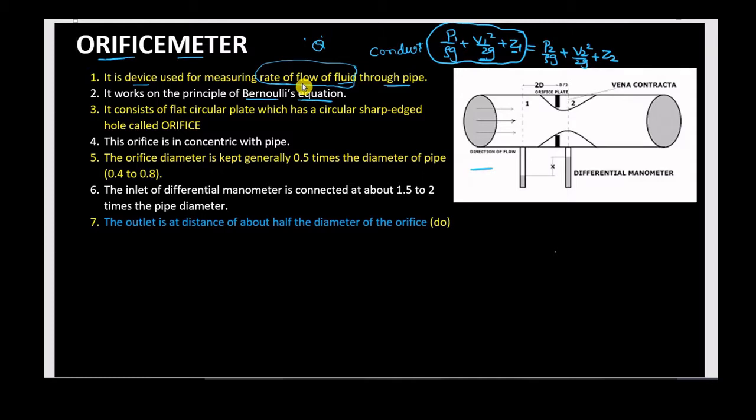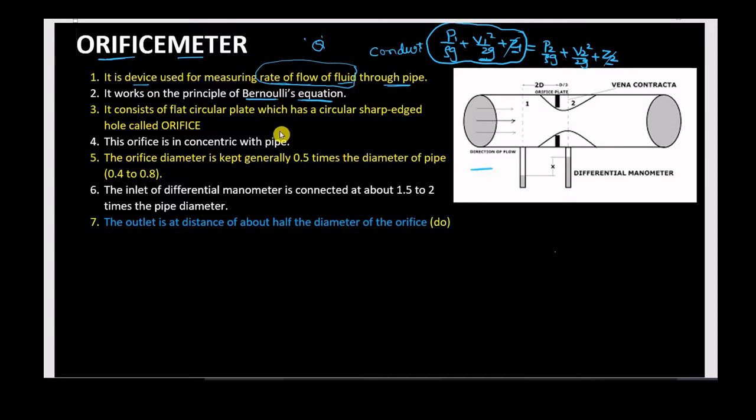If this orifice meter, what you are seeing on this screen, is horizontal, then this Z1, Z2 get cancelled on both sides. If it is vertical, then you need to consider the value of Z1 and Z2 from the datum line. But here we have been taking the horizontal position. It depends upon the position of the pipe. If the water is flowing through a horizontal pipe, the position of the orifice meter as well as venturi meter will be horizontal. If the water is flowing in a vertical pipe, then the position will be vertical, like that.